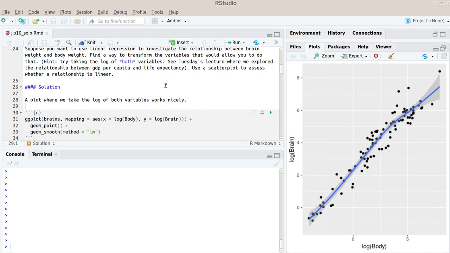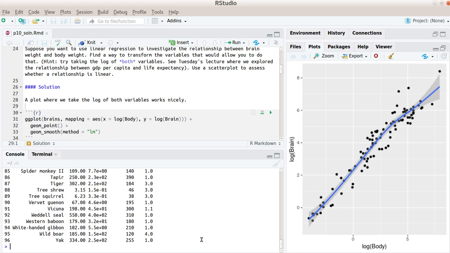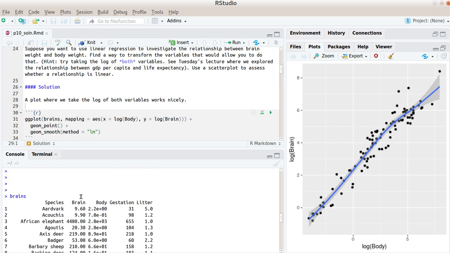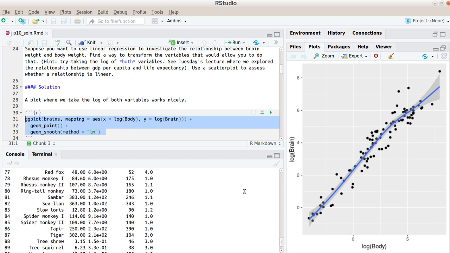In this video, I want to go over the solutions for Precept 10. So here is the data set that we're working on, called brains. What you have here is the brain weight and the body weight. And the first question asks us to figure out a way to get a linear relationship between the brain weight and the body weight. So here is the final solution, so I'll just modify it a little bit.